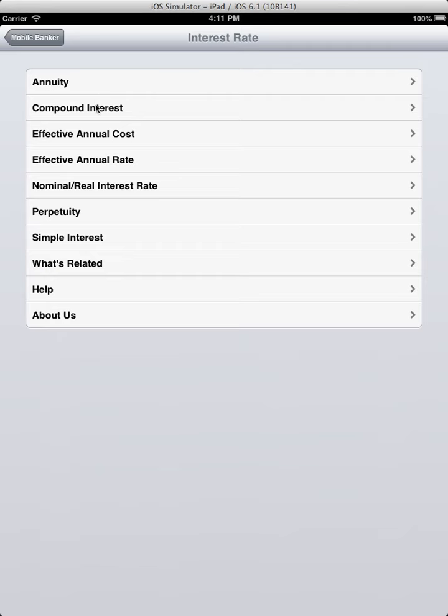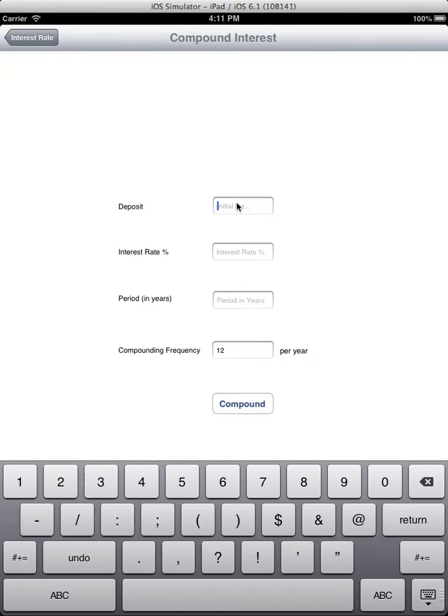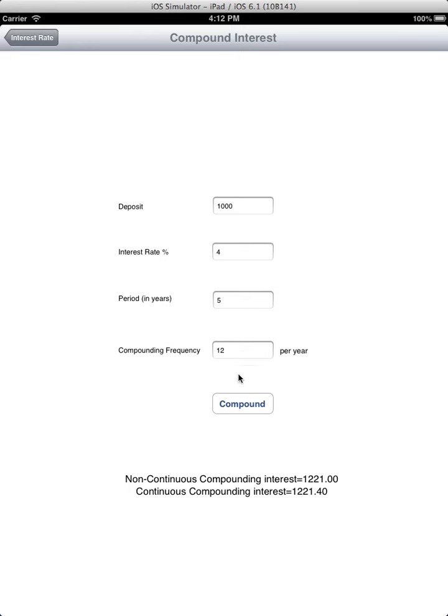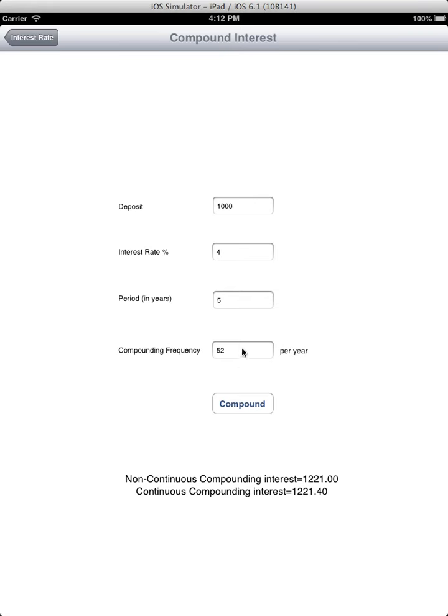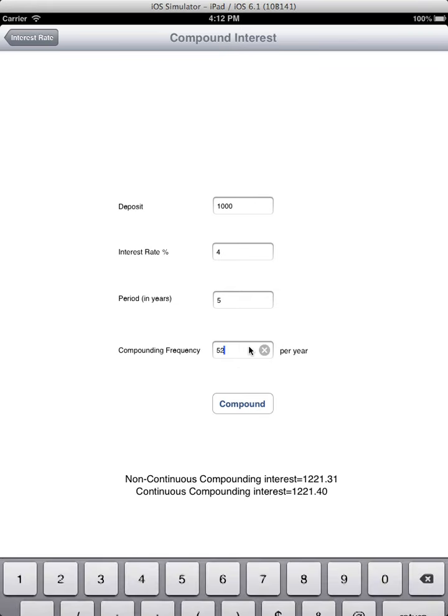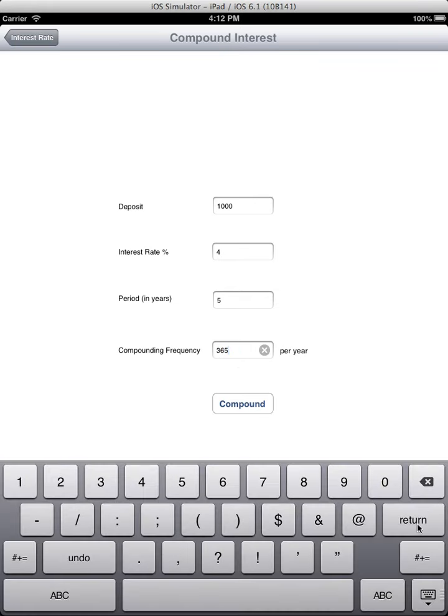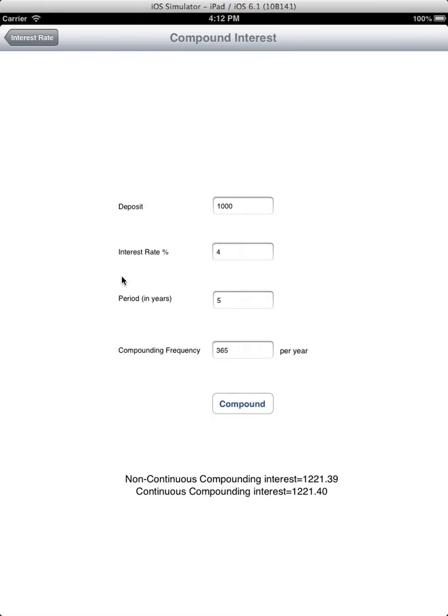Okay. And compound interest rate. We deposit money, $1,000, at 4%, say 5 years, and here is the compound interest. So if it compounds more frequently, say every week, so that's 52 weeks, then it is a little bit more. If it is every day, it is pretty much continuous compounding, and then here is what we receive.